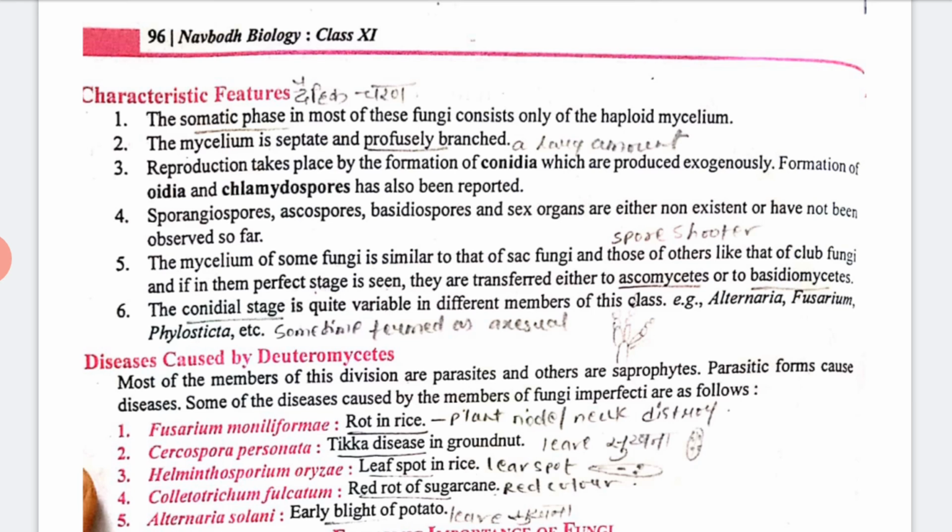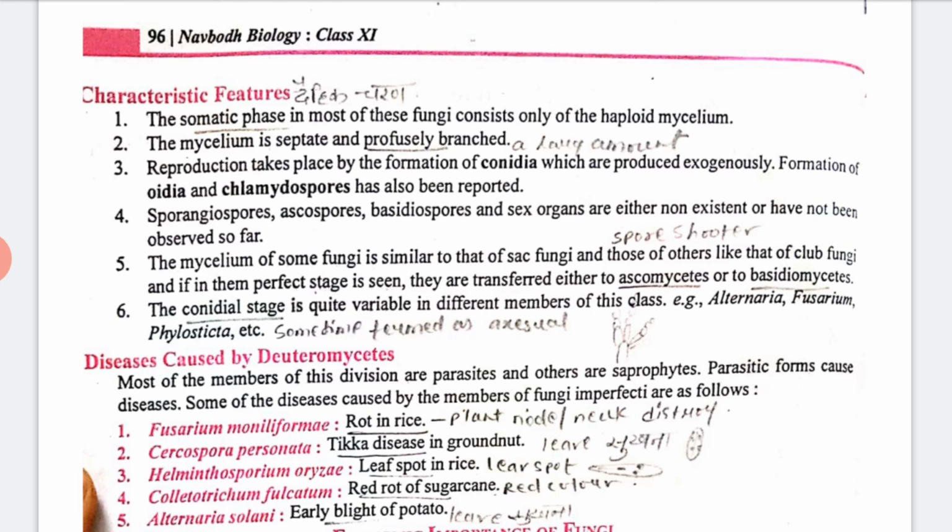Next we have leaf spot in rice, meaning in the rice plant leaf we can see spots occur. Now next we have red rot of sugarcane. Have you seen sugarcane? When you see sugarcane in a reddish color, that means it is a type of disease. Now, early blight of potato. Blight means that the leaf gets dried in the potato. So here are some diseases also.